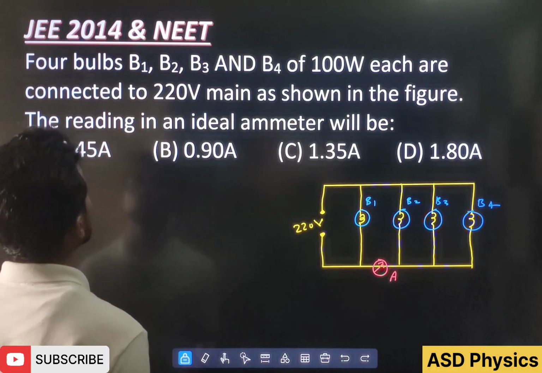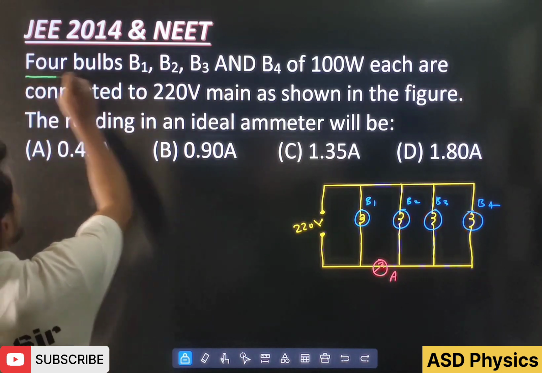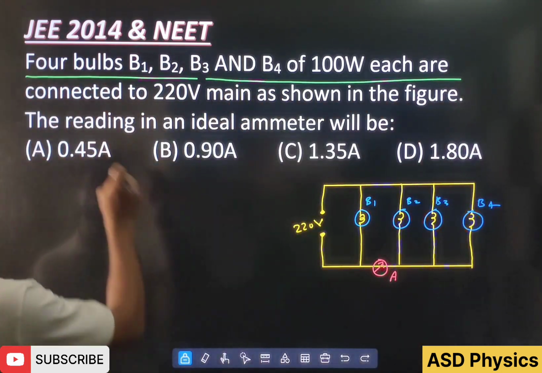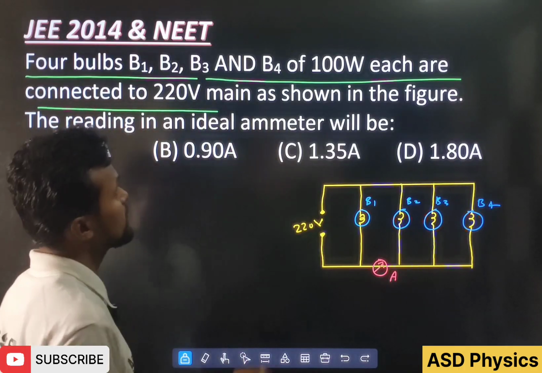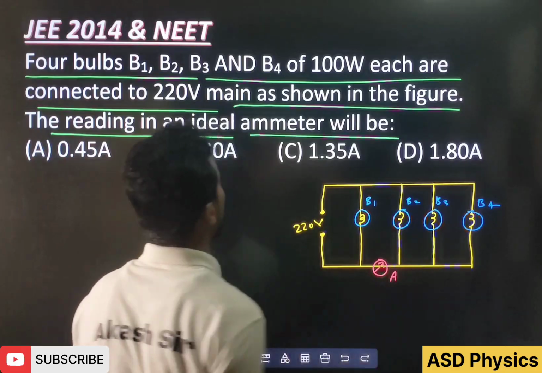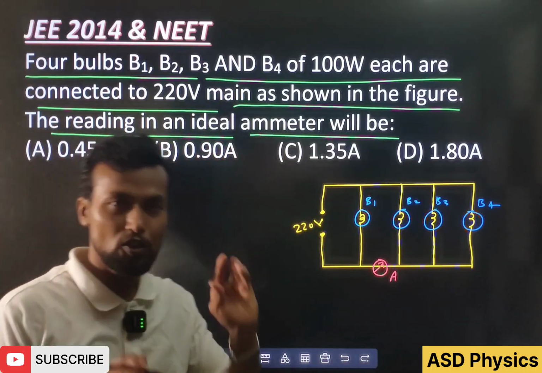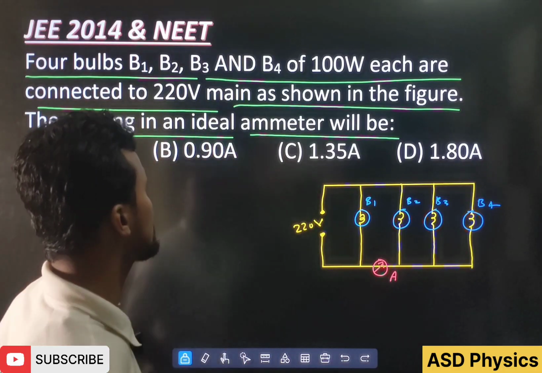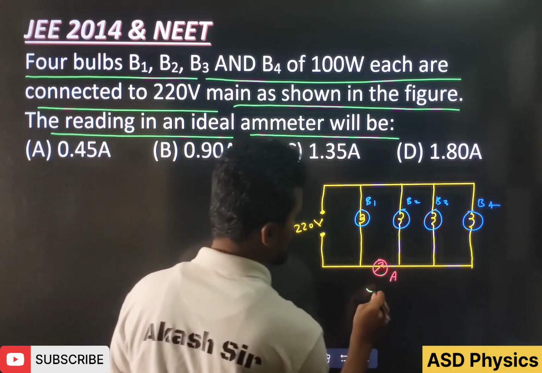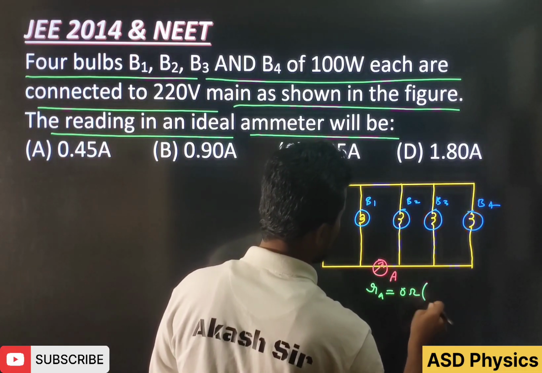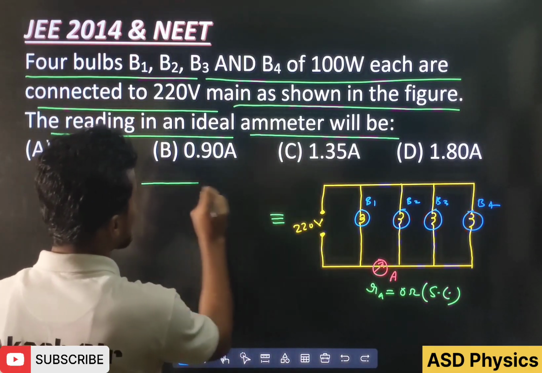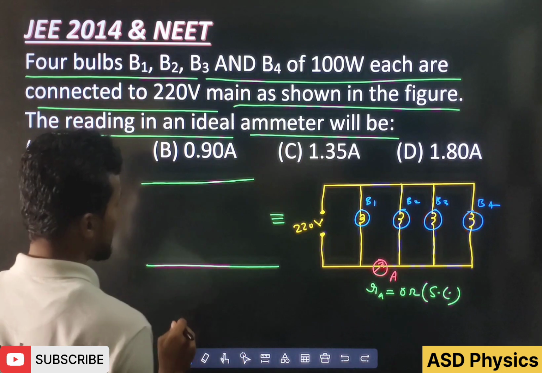The question is from JEE 2015. Four bulbs B1, B2, B3 and B4 of 100 watt each are connected to 220 volt, as shown in the figure. The reading in an ideal ammeter will be how much? Even if they don't tell us, we will consider it ideal. Ideal ammeter means the resistance of the ammeter is 0 ohm, so it becomes a short circuit.